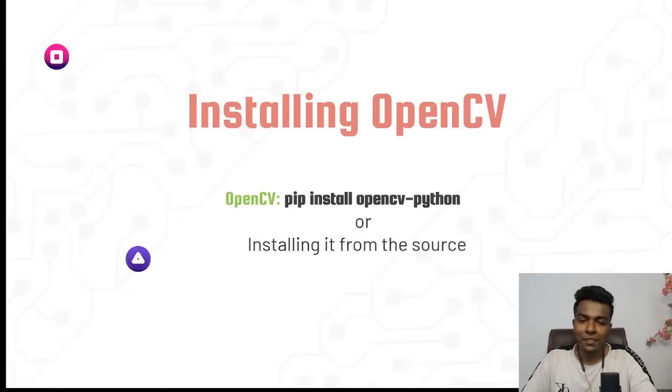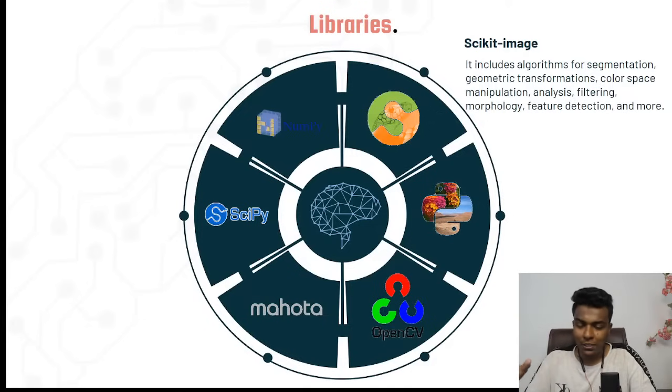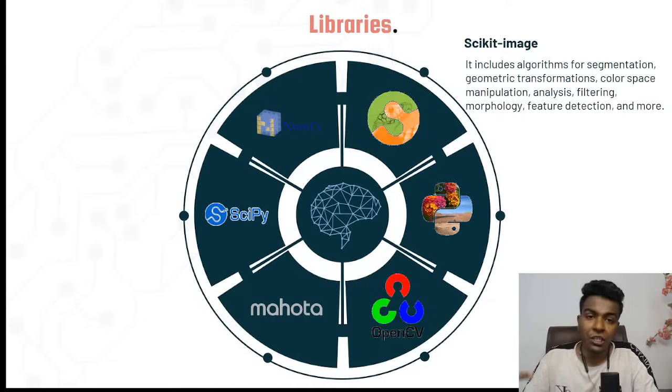So, installing OpenCV. While going for OpenCV, there are some libraries which we need to know, guys, because it is really necessary to know. First of all, scikit-image. What is the scikit-image library? It includes algorithms for segmentation, geometric transformation, manipulation, analyzing, applying filters, or feature detection. These can be done with the help of the scikit-image library. That can be installed by using a command, which I'll tell you later.